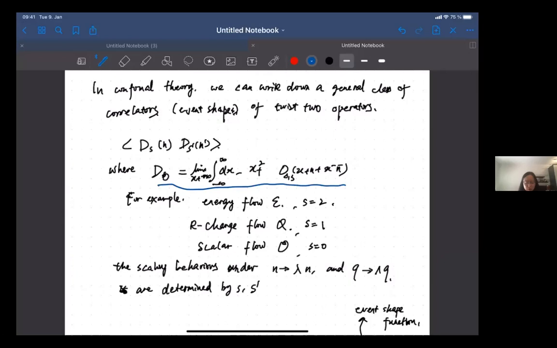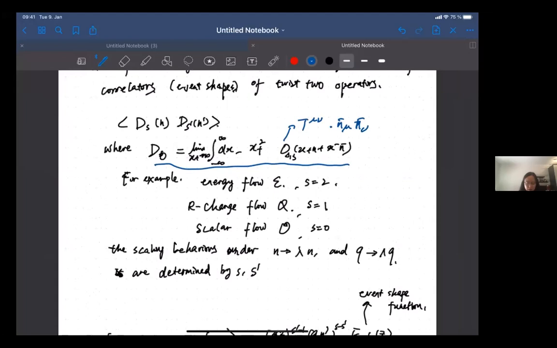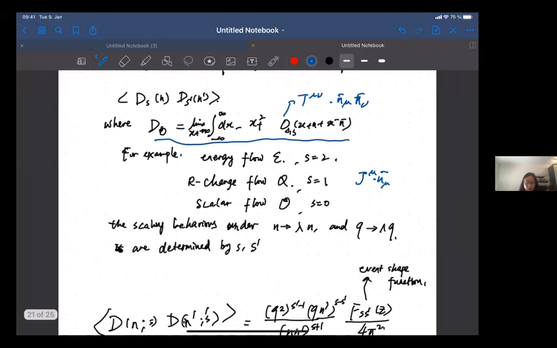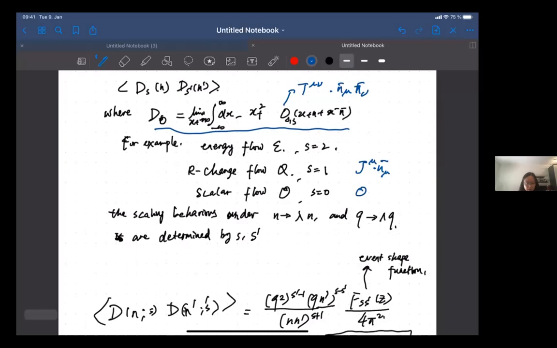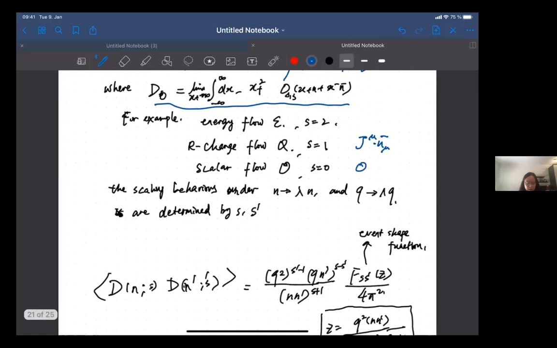For the energy flow operator, this O is the stress energy tensor T mu nu contracted with some reference vectors. For the R charge flow, this local operator is the R current J contracted with some reference vectors. And for the scalar flow, it's just the half BPS operator O. So these different operators carry different spin, but they're all twist two operators. And the scaling behaviors for the event shape are completely determined by the quantum numbers S and S prime.